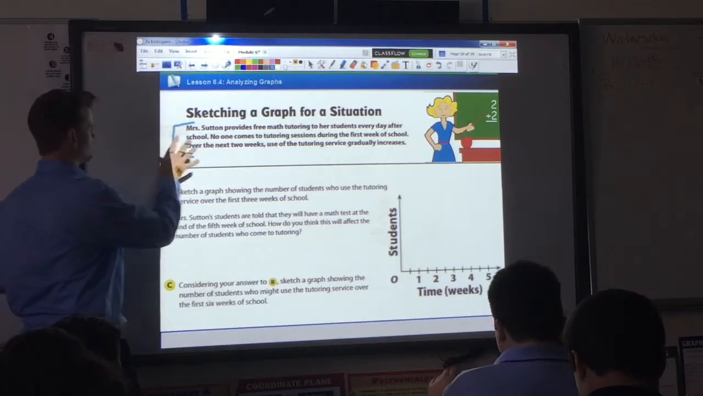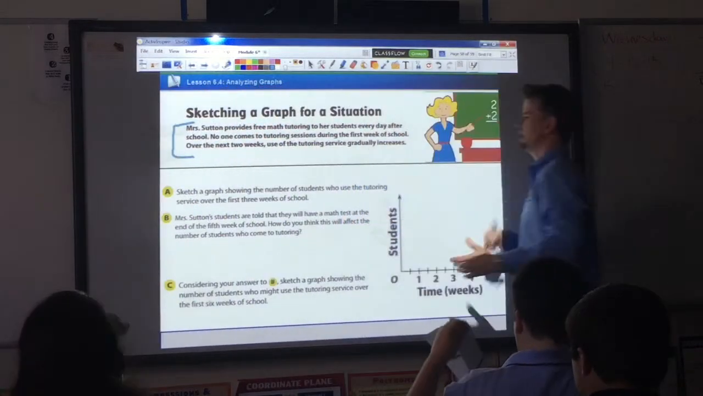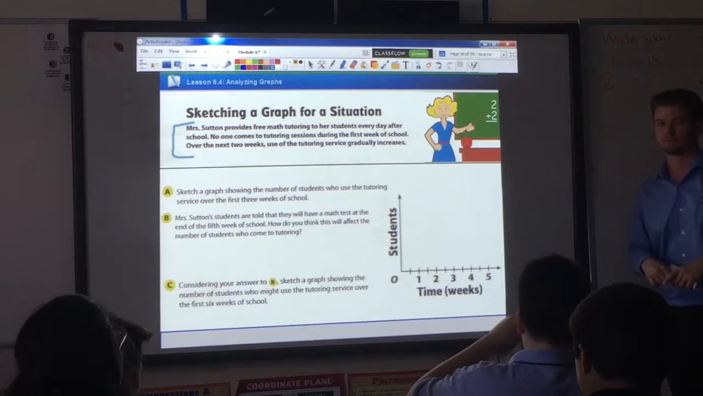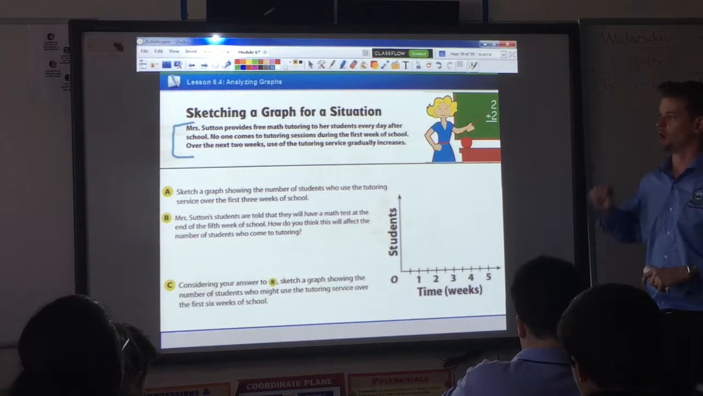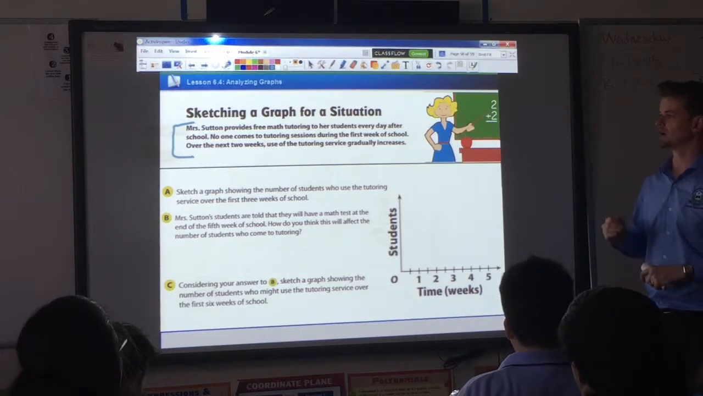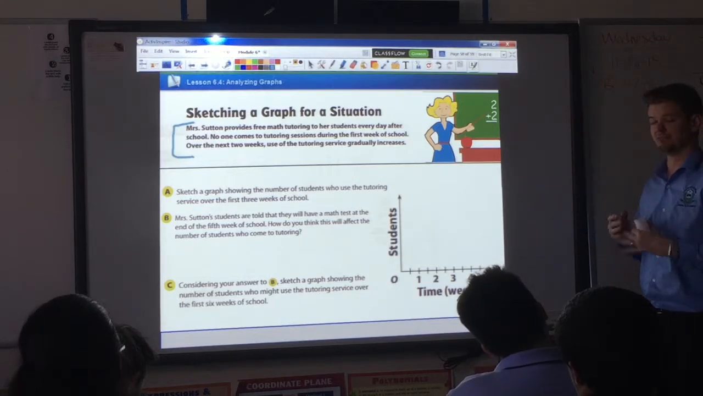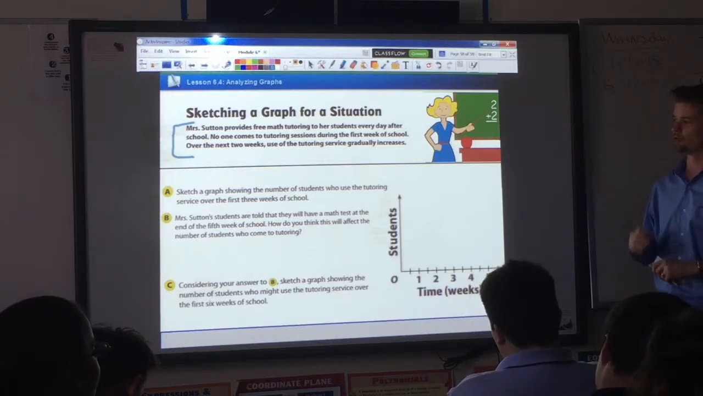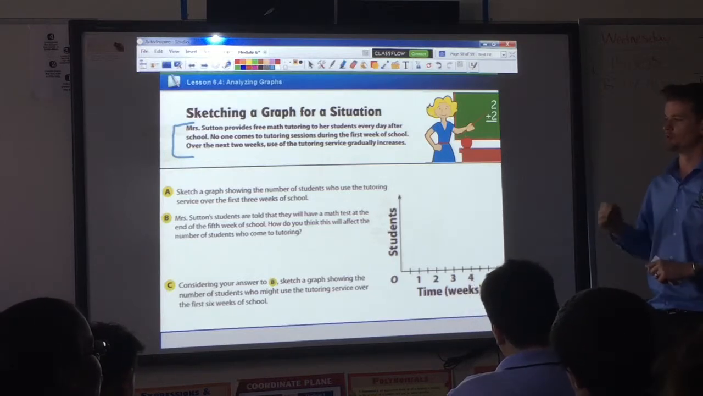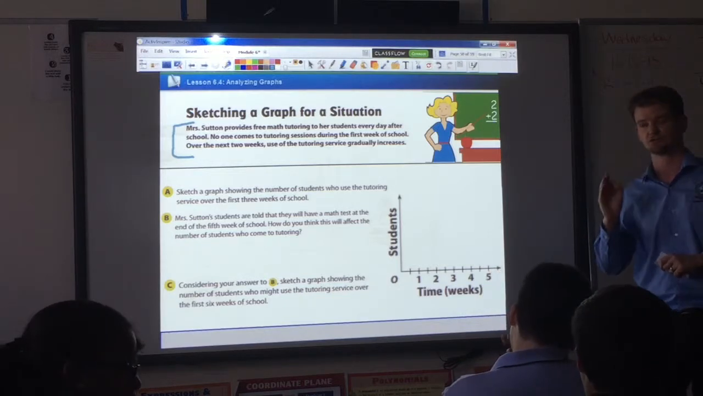If we read the situation here, it says, Miss Sutton provides free math tutoring to her students every day after school. No one comes to tutoring sessions during the first week of school. Over the next 2 weeks, use of the tutoring service gradually increases. So, that's the situation. We look at the first question that's being asked. Sketch a graph showing the number of students who use the tutoring service over the first 3 weeks of school.